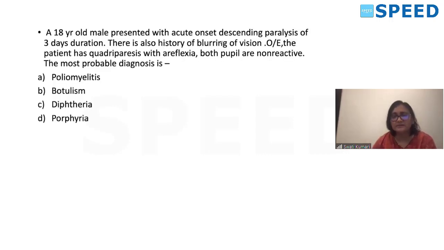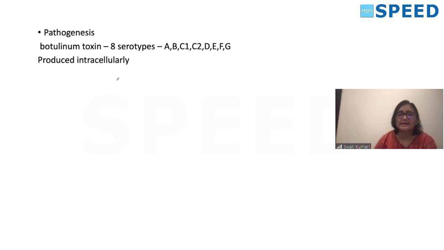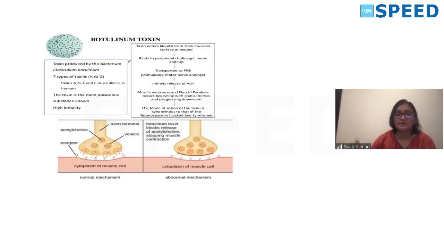If a patient presents with descending flaccid paralysis, a history of blurring of vision, quadriparesis, areflexia, and a non-reactive pupil, these all give a clue towards botulism, which is caused by a toxin produced by Clostridium botulinum. Botulinum toxin is one of the most poisonous things present in the world. It has 8 serotypes: A, B, C1, C2, D, E, F, G. It is produced intracellularly, and most of the toxin is excreted outside.